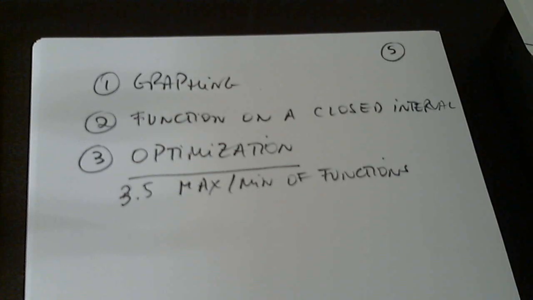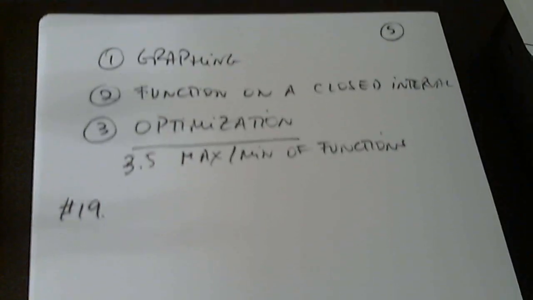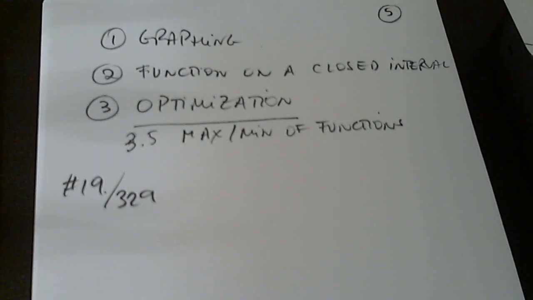Okay, I will choose 19. And this is on page 329. Let's read the question, the problem. From a thin piece of cardboard 20 by 20, square corners are cut out so that the sides can be folded up to make a box.